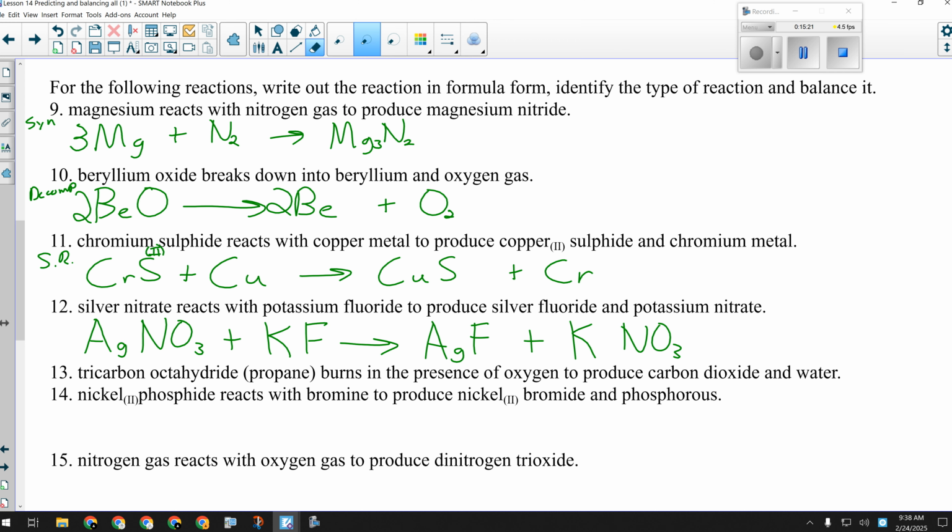What kind of reaction is that? It's a double replacement reaction. Everything is ionic in that equation, right? It's two ionic compounds reacting. The metals are simply switching partners, silver and potassium switched partners. So that is a double replacement reaction. Does it require me to do any balancing? No, it's already balanced. Questions on that one?